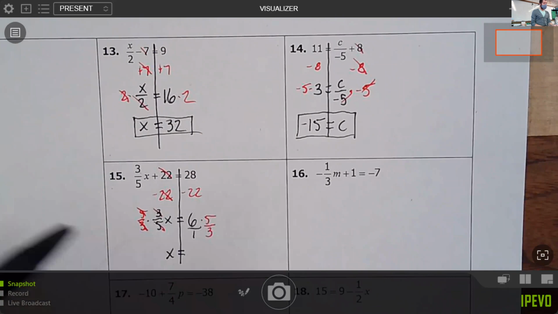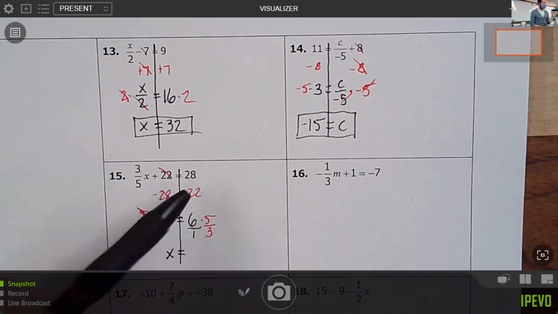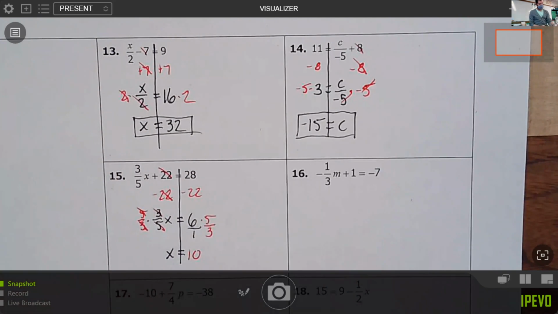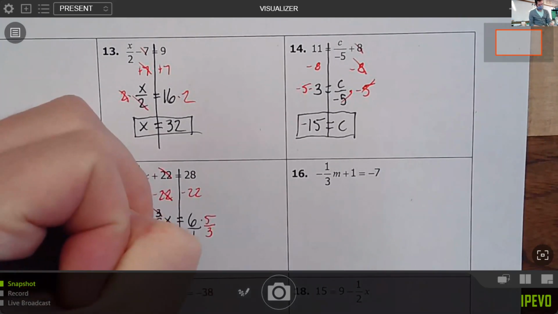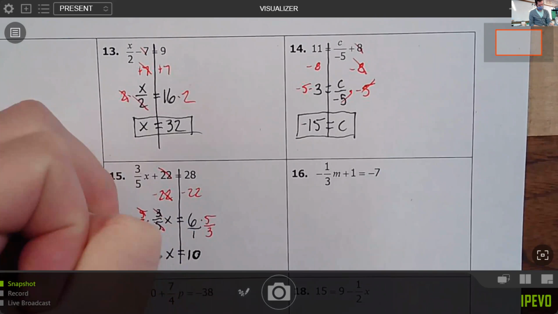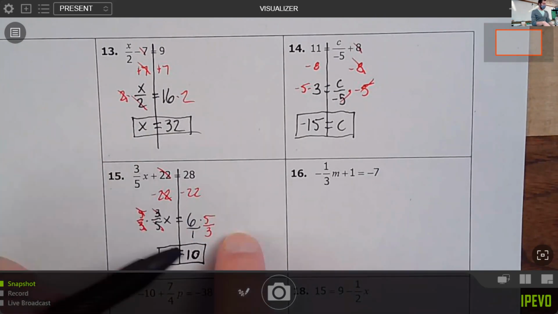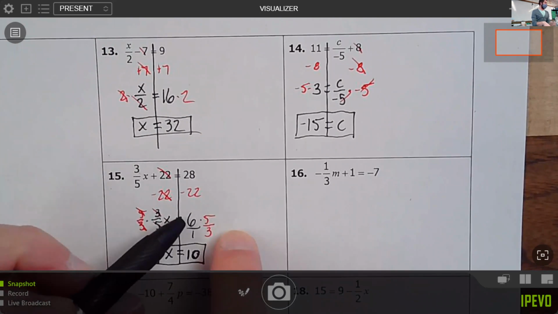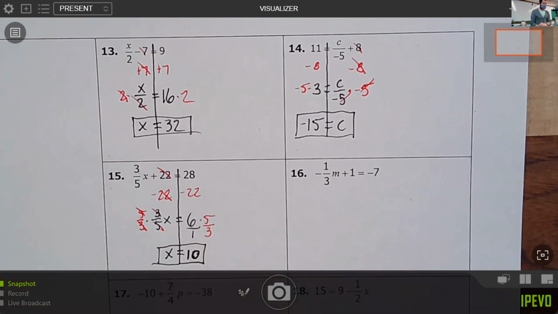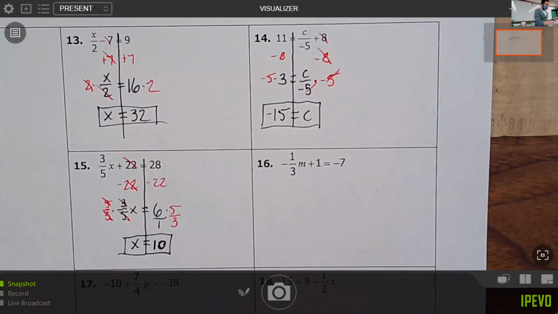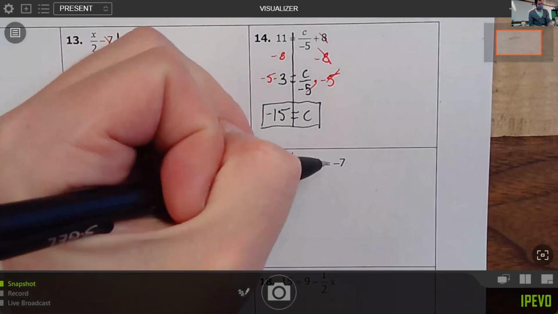6 times 5 is 30. 1 times 3 is 3. 30 divided by 3 is 10. And again, you're welcome to use a calculator. 6 times 5/3 should be 10. That's what we end up with there for number 15. 16.